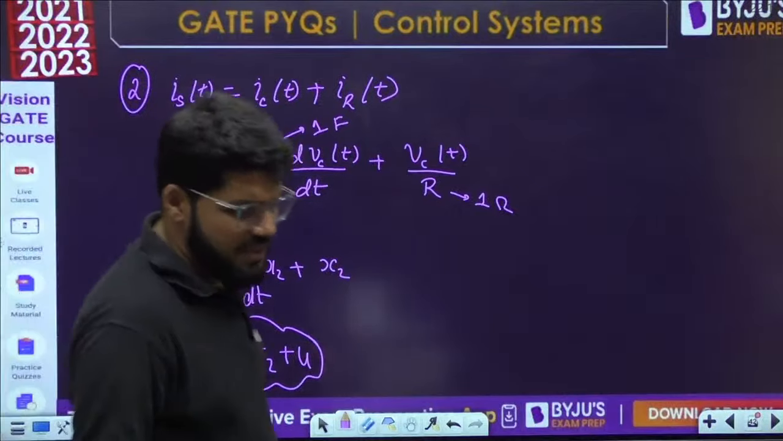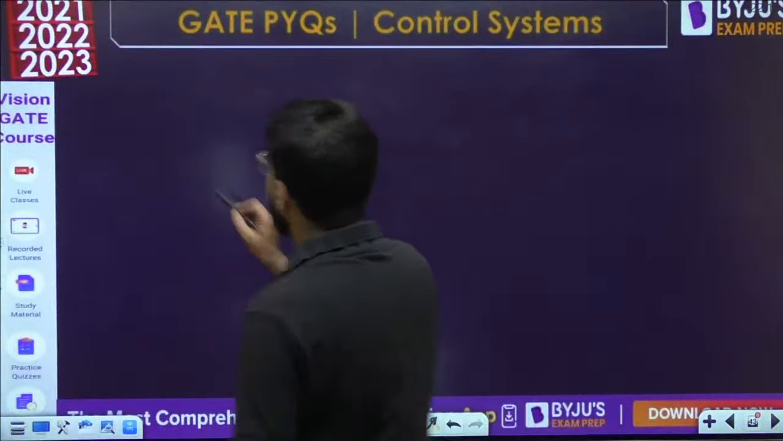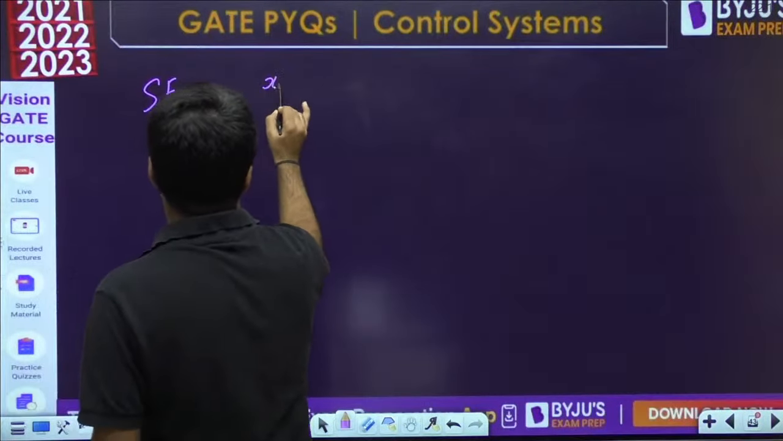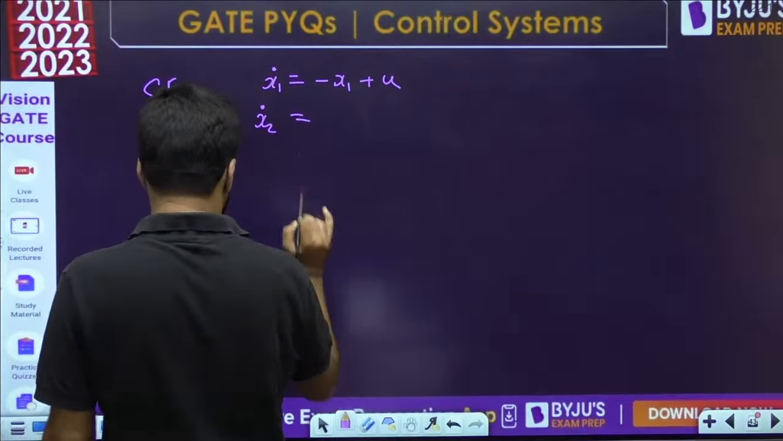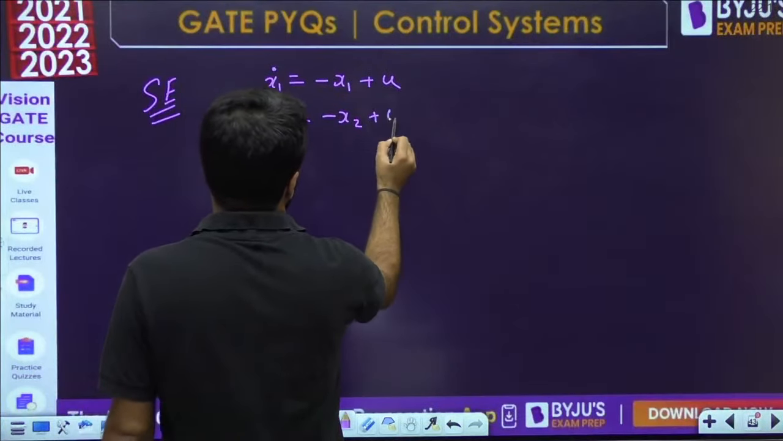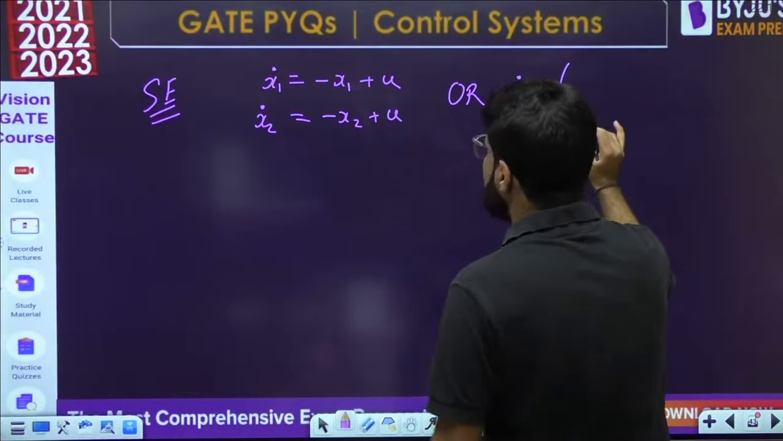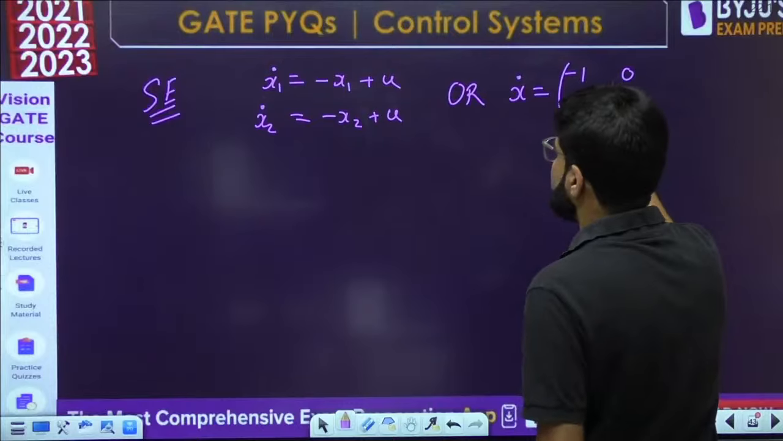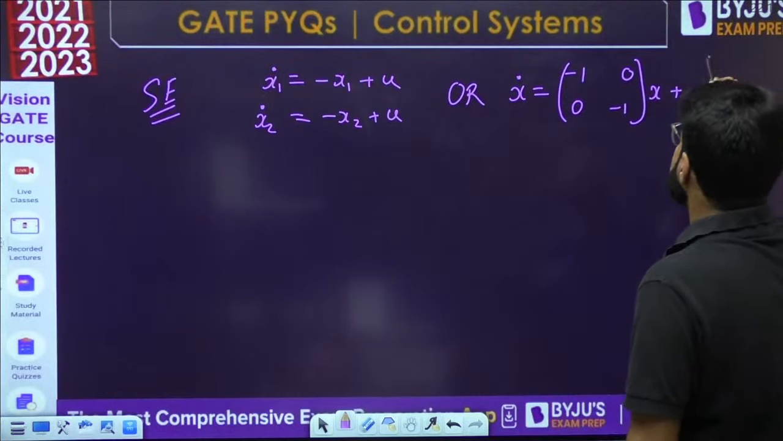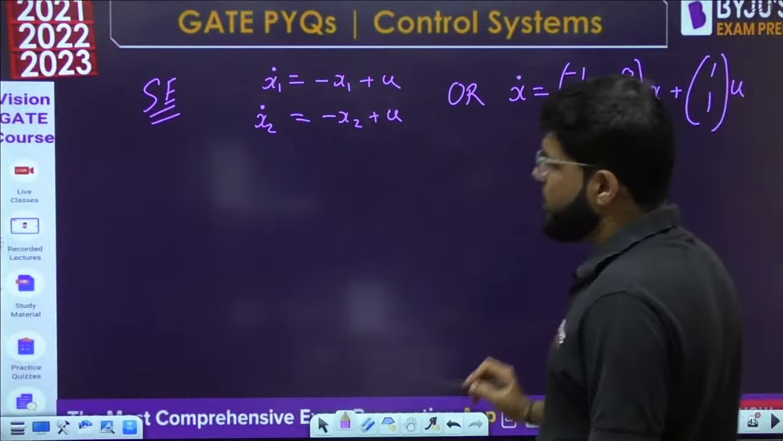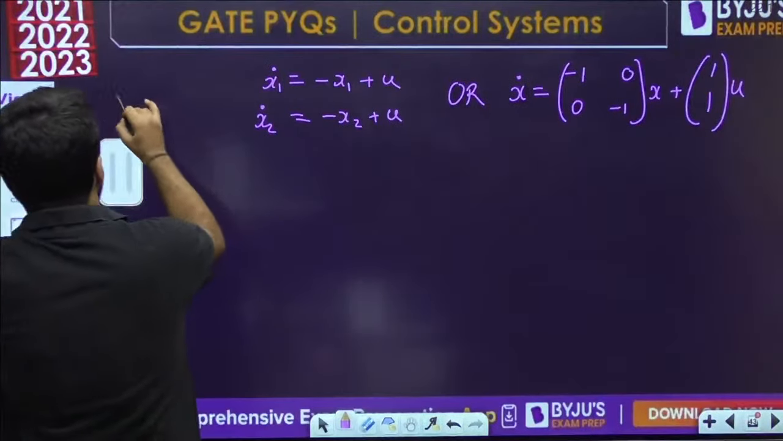Okay, so what are the state equations now, and what is the output equation? We will write the output too. First of all, the state equations: x1 dot is minus x1 plus u and x2 dot is minus x2 plus u. Or you can write it as x dot equal to Ax plus Bu. What is going to be the matrix A? In the first row, the x1 coefficient is minus 1 and x2 is 0. In the second row, x1 is 0 and x2 is minus 1. The input coefficients are both 1 into u, so B is 1, 1. So x dot is Ax plus Bu. Okay? Now this is what SE, meaning state equations.